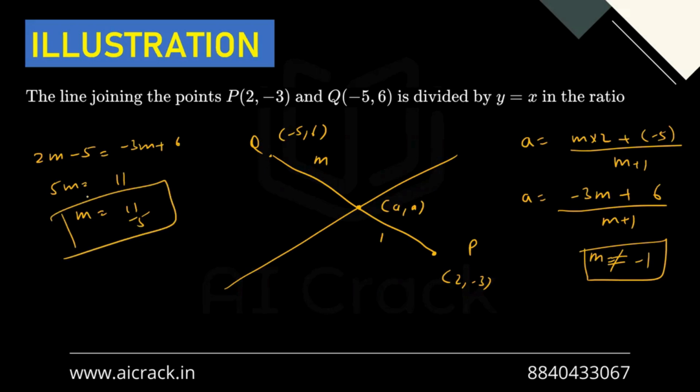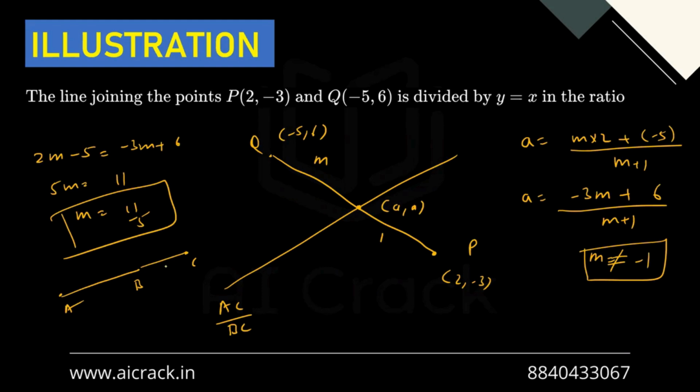So this is the ratio. Now let's say if I take M equals to minus 1, I might think that it might be possible to have an external division in this case. Then what happens? If I look at the concept, this was A, this was B, and this was the point C. So AC divided by BC can never be minus 1, right? Because in case of external division, AC is including the length of BC.